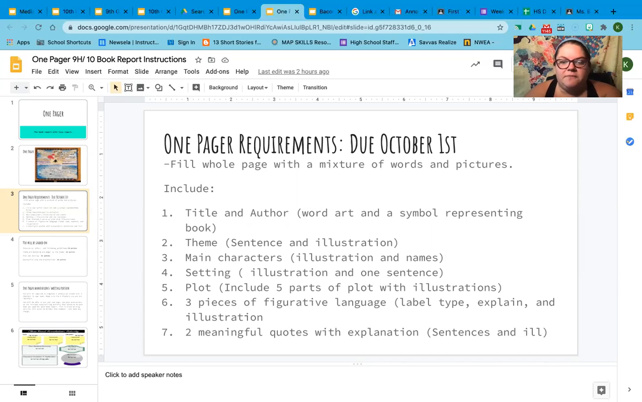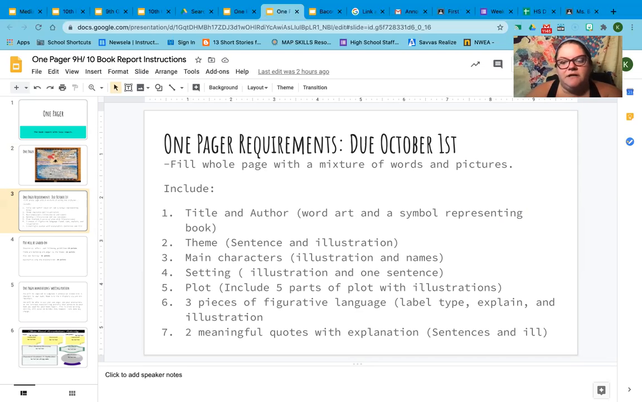And then I want 3 pieces of figurative language. You need to label the type of figurative language. So whether or not it's a metaphor, simile, hyperbole, you have to explain it. Obviously, you have to actually have the figurative language in there and maybe an illustration. So if it's saying, you're as beautiful as a butterfly, you would say the quote that was on page 7. And it is a simile, and then maybe draw a butterfly on there, right?